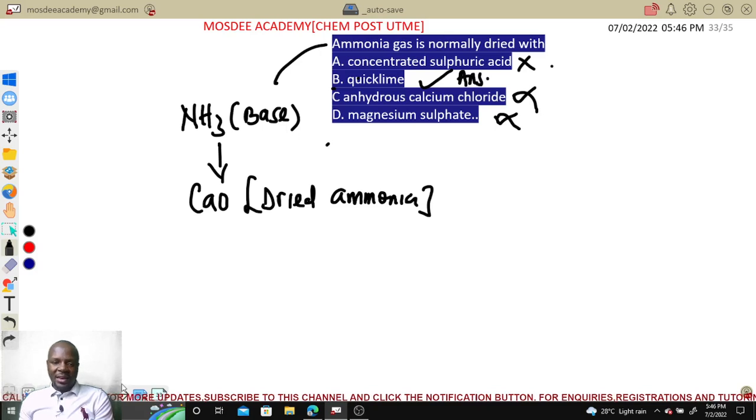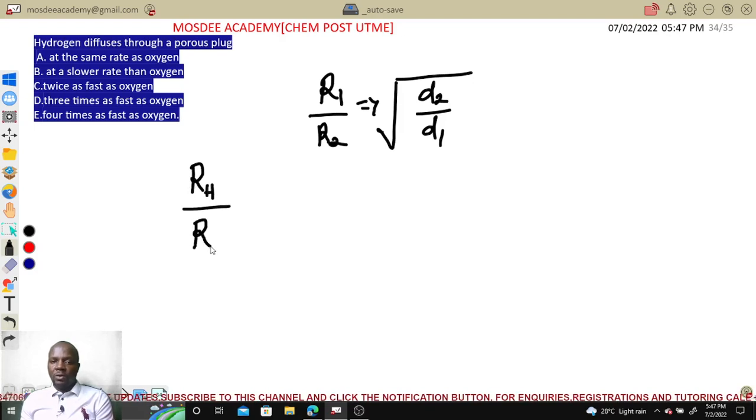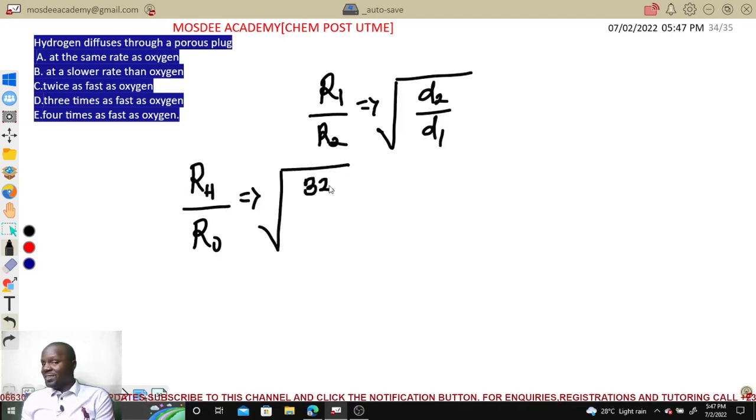I am rushing. Then the next one, 34, says hydrogen diffuses through a porous plug at the same rate as oxygen, at a slower rate than oxygen, or something else. This is testing you on the concept of rate of diffusion. Rate of diffusion is inversely proportional to the square root of their molar mass, or density. So if hydrogen is the first one, RH over the second one, R naught, is the square root of the molecular mass of oxygen over that of hydrogen. Molecular mass of oxygen, everybody knows, is 32, O2, 16 times 2. Hydrogen H2 is 1 times 2, which is 2.